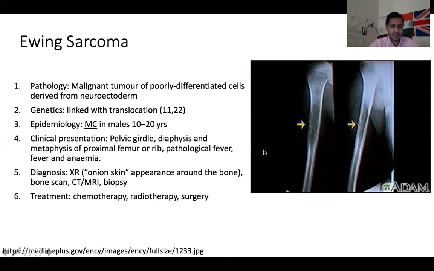Diagnosis. I couldn't find a very nice image of an onion skin lesion, but usually on an X-ray you would find an onion skin type multi-layered lesion, which could be described as an exocytosis of the bone on both sides, and that is distinctive of Ewing sarcoma. Once again, bone scan for the densitometry, CT, MRI, biopsy, and a multidisciplinary approach with chemo, radio, and then surgery once again.